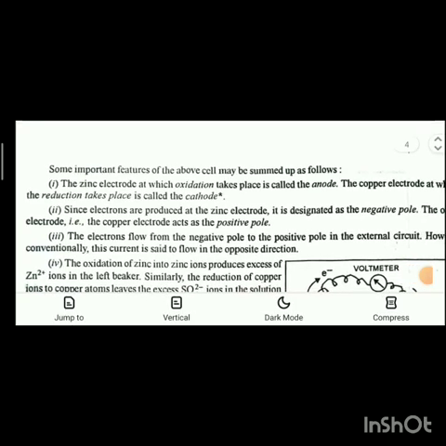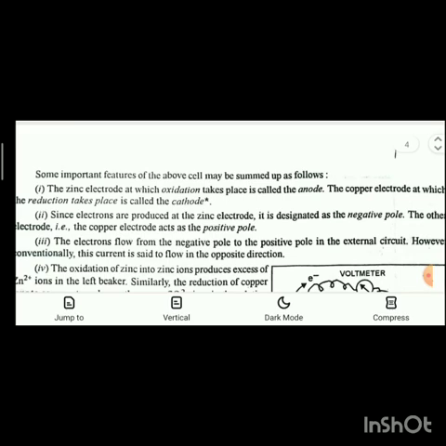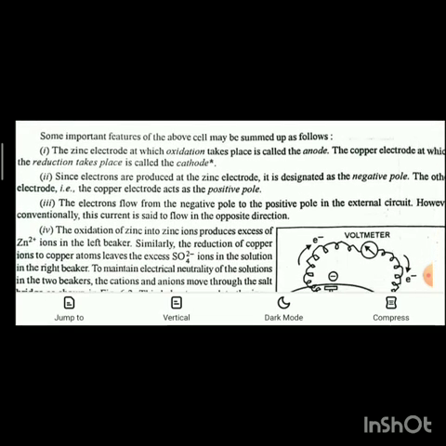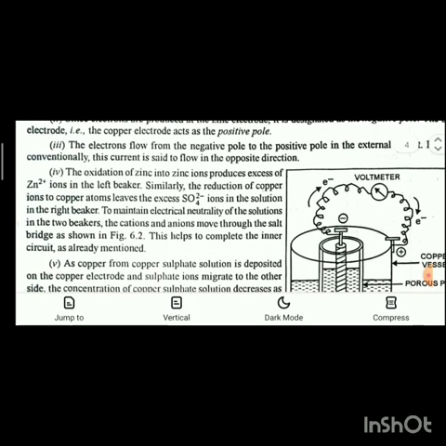The zinc rod, at which oxidation takes place, is called the anode. The copper electrode, at which reduction takes place, is called the cathode. Since electrons are produced at the zinc electrode, it is designated as the negative pole. The other electrode, that is the copper electrode, acts as the positive pole. The electrons flow from negative pole to positive pole in the external circuit. However, conventionally, the current is said to flow in the opposite direction.